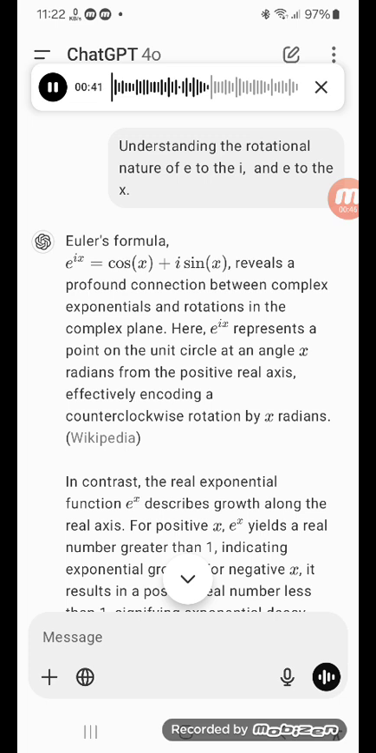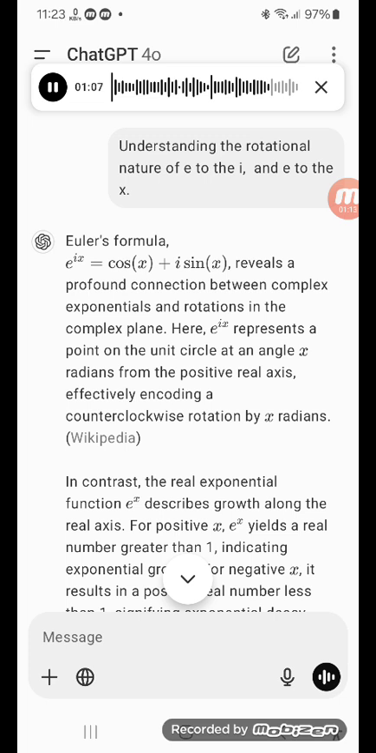When combining real and imaginary components, such as in e^(a+bi), where a and b are real numbers, the expression can be decomposed as e^a · e^(bi). Here, e^a scales the magnitude, and e^(bi) performs a rotation by b radians. This illustrates how complex exponentiation encompasses both scaling and rotational transformations in the complex plane.